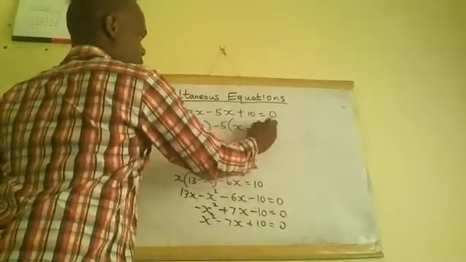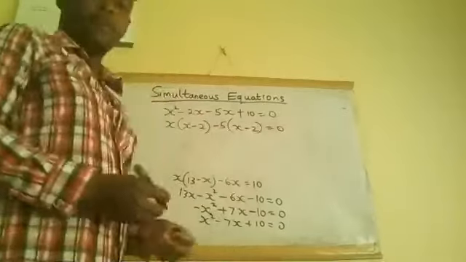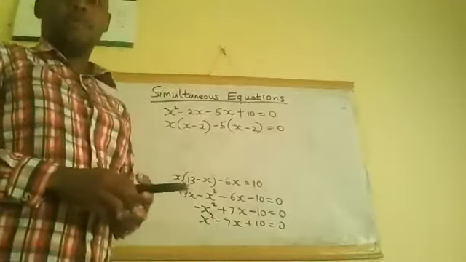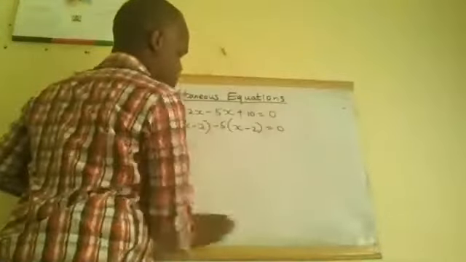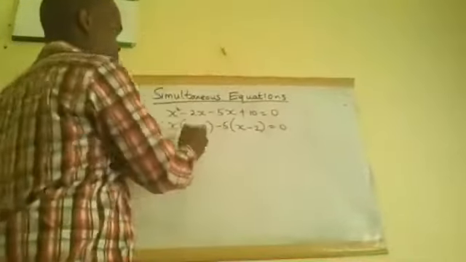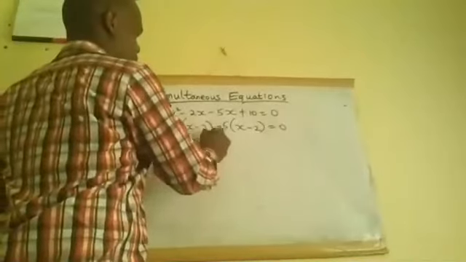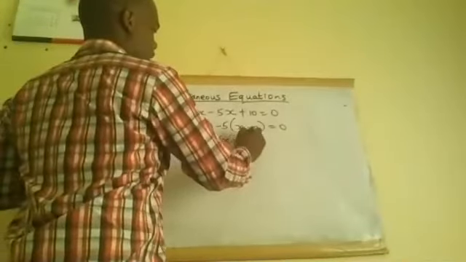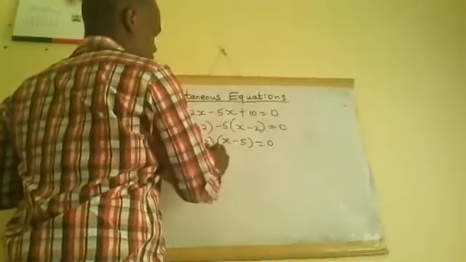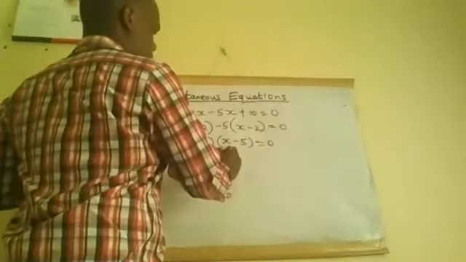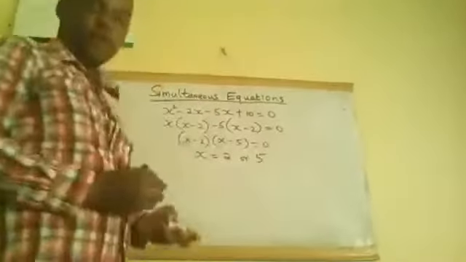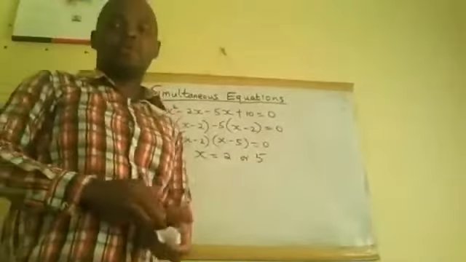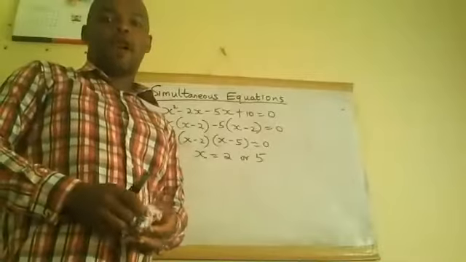I've said at this point now, you can use any method to solve the quadratic equation. So this comes to x minus 2 into x minus 5 is equal to 0. So x is equal to 2 or 5. So we have gotten the value of x as 2 or 5.